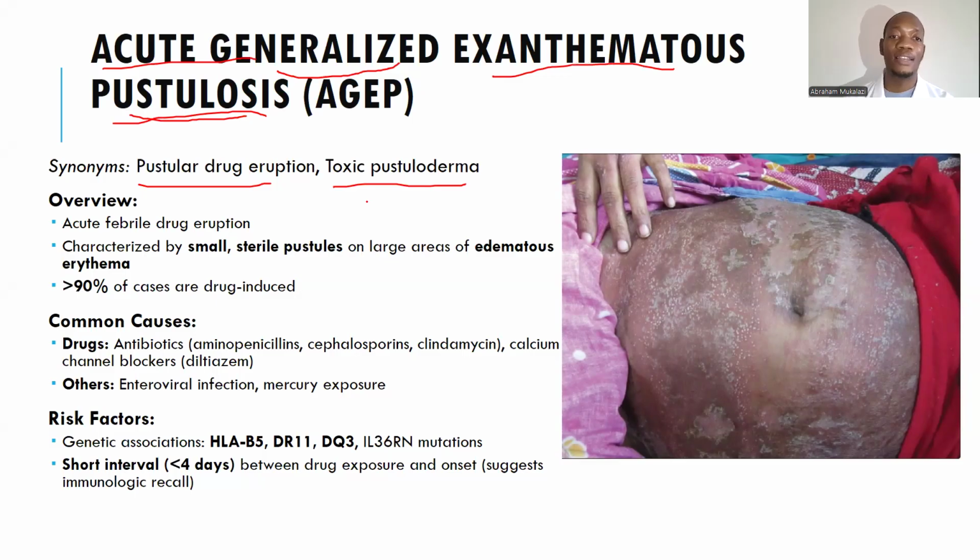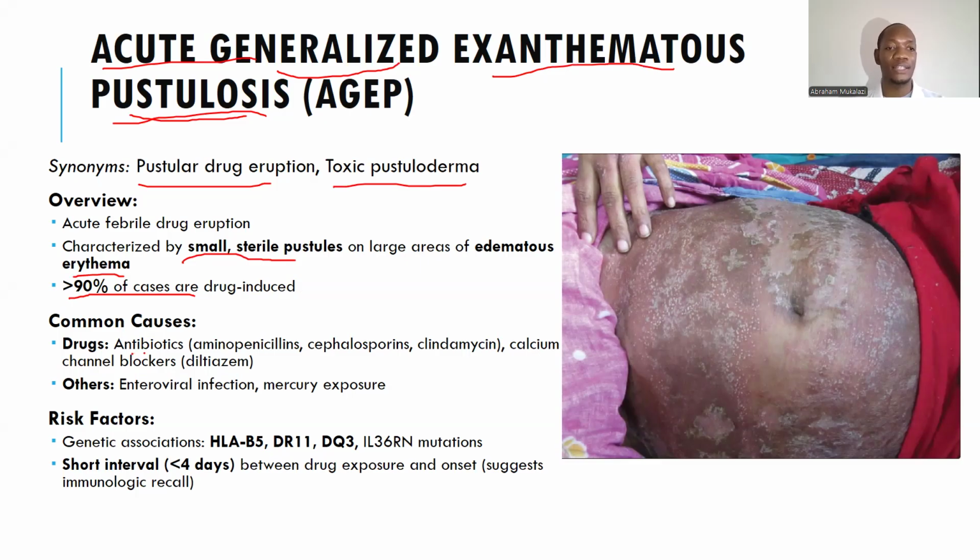In this case, pustuloderma tells you that someone has pustules on the skin, and then it is also toxic. That will give you the picture that it is a drug or something external that is causing the reaction. So the patient will present with small sterile pustules on an erythematous or edematous base. In most of these cases, you are able to identify the drug. In 90% of the cases, you're able to identify the causative agents.